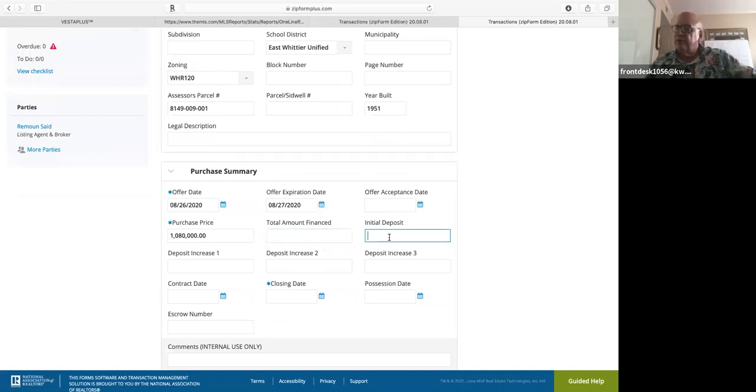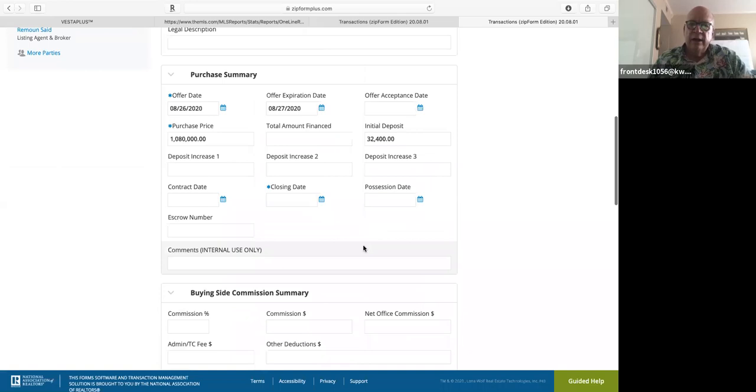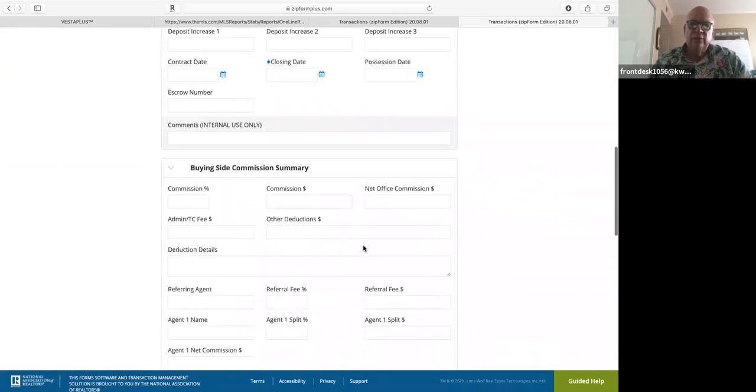Initial deposit is 3%. Always work to get 3% for your initial deposit. The reason is that means that your buyer has skin in the game, and it means that they're committed to making this work. And I had a question earlier this week about, even if it's an FHA deal, do you put in the 3%? And my answer is yes, you do.